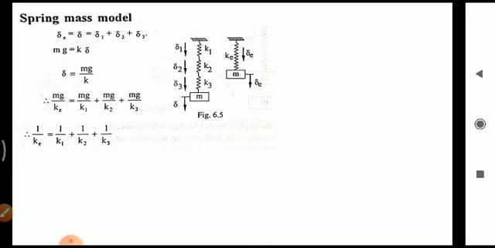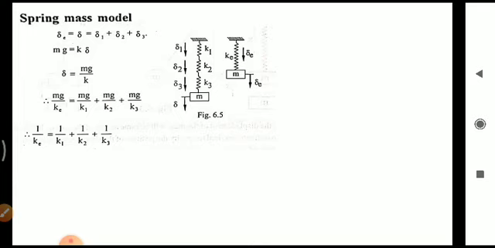So the next topic we will be dealing with is the spring mass model. Normally we have to solve problems with more than one spring. Sometimes the springs are connected in series, sometimes in parallel. So we have to analyze both these cases and find the equivalent stiffness of the spring. Here is the first case.